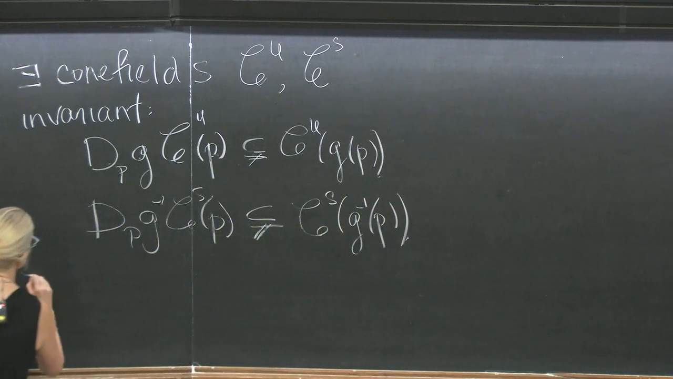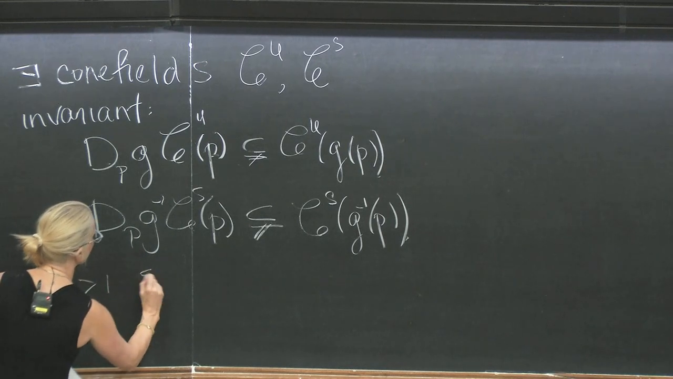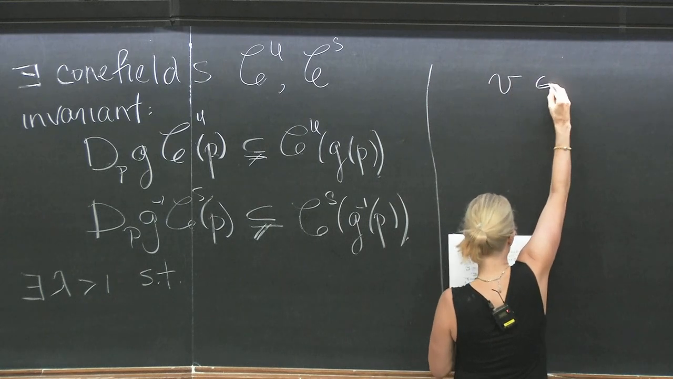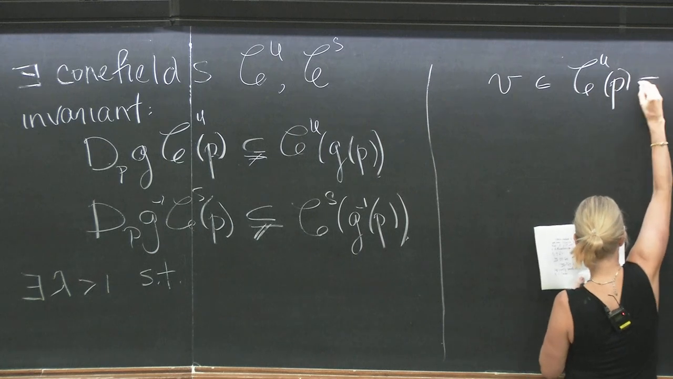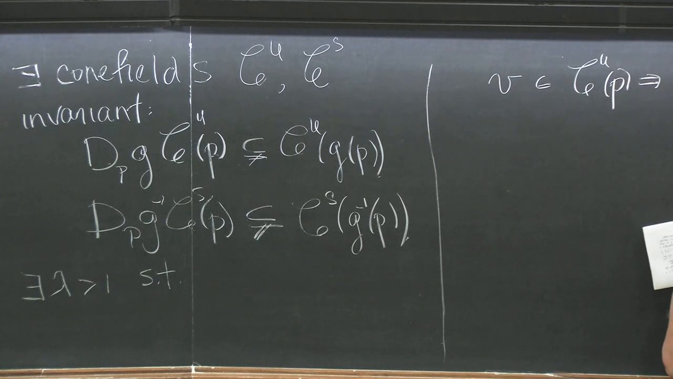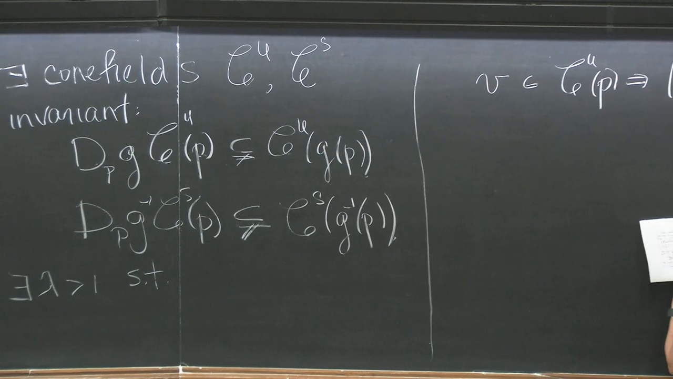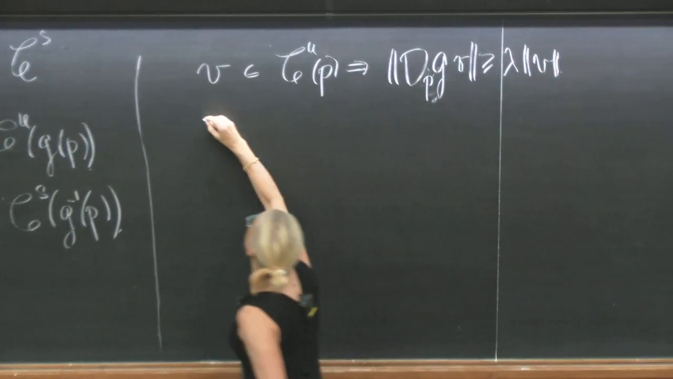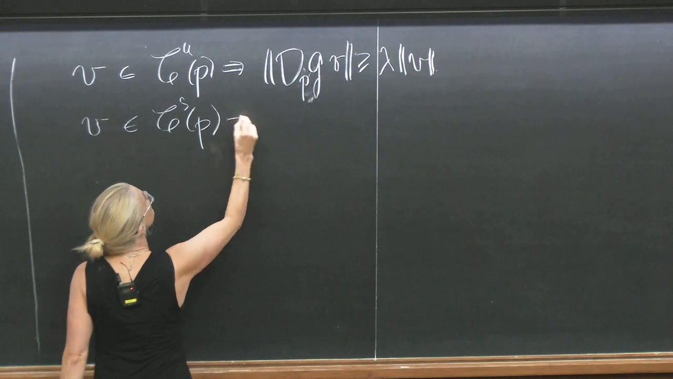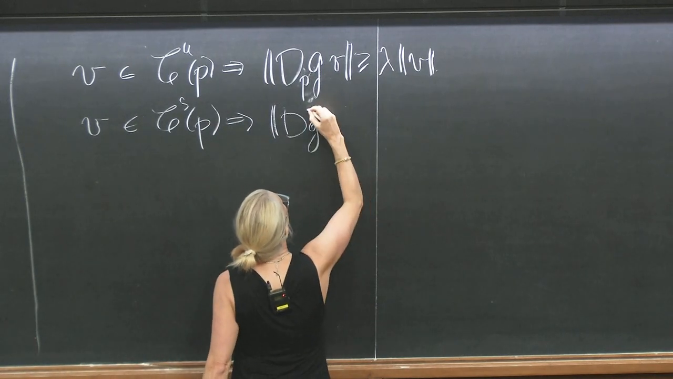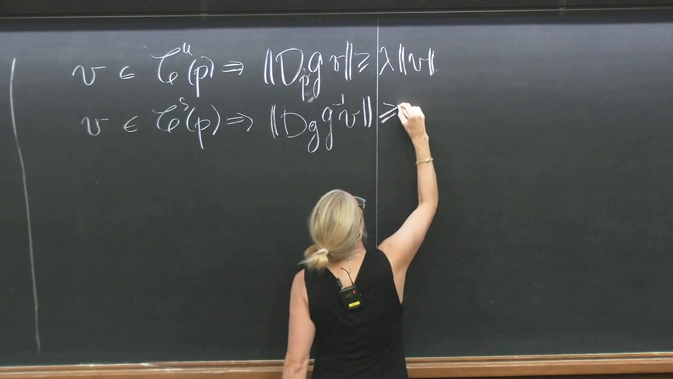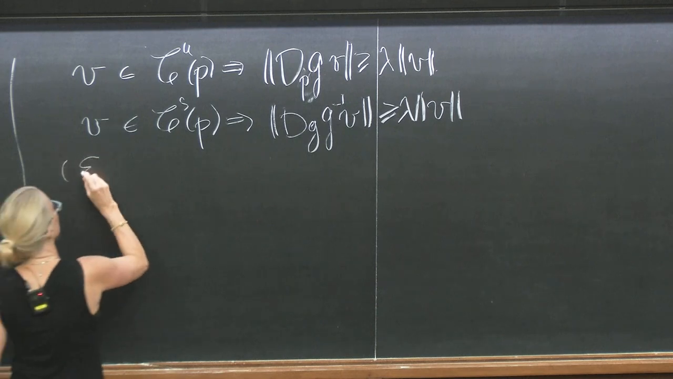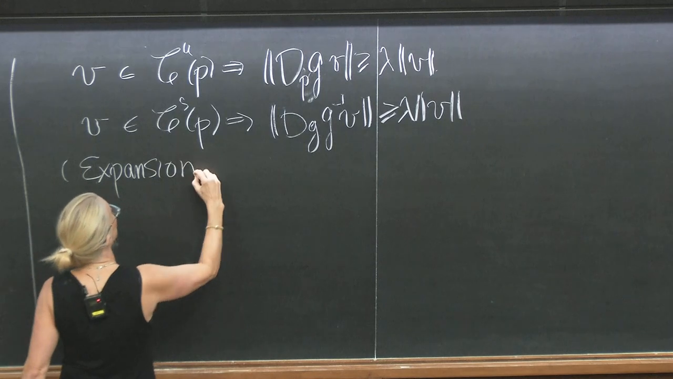and there exists some constant lambda bigger than 1 such that if V is in CU of P, a vector in CU, then the norm of the derivative of G at P applied to V is greater than or equal to lambda times the length of V. And similarly, if V is in CS, the inverse derivative expands length. So this is some kind of expansion condition, or if you like, expansion contraction, since it is expansion under the inverse.